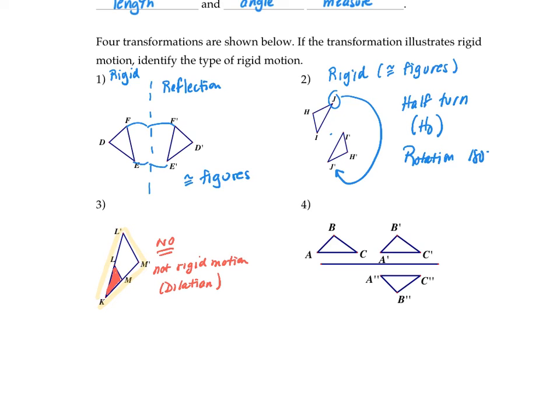Okay, finally, in number 4, this is something that we did not spend a whole lot of time on in our previous unit. And this is what's referred to as a glide reflection. Notice that this triangle ABC right here was shifted to the right. That's your glide. And then it was reflected over this horizontal line. So it's a glide reflection. And notice that the triangle stays the same all the way through. So we have congruent figures. So yes, this is rigid.